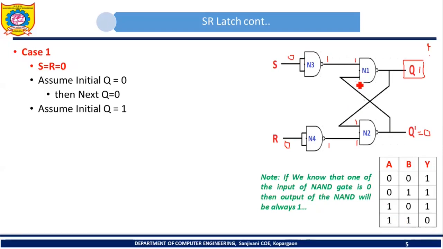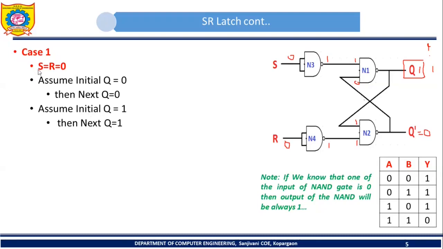So this 0 will become input to N1. So what are the inputs to N1? One input is 1, the other input is 0. So what will be the output of N1? The output of N1 will be 1. That is, the new value of Q will be 1. Next value of Q will be 1. So we started with Q equal to 1, we applied input 0, 0. And what is the next state that we are getting? The next state of the SR latch will be 1.